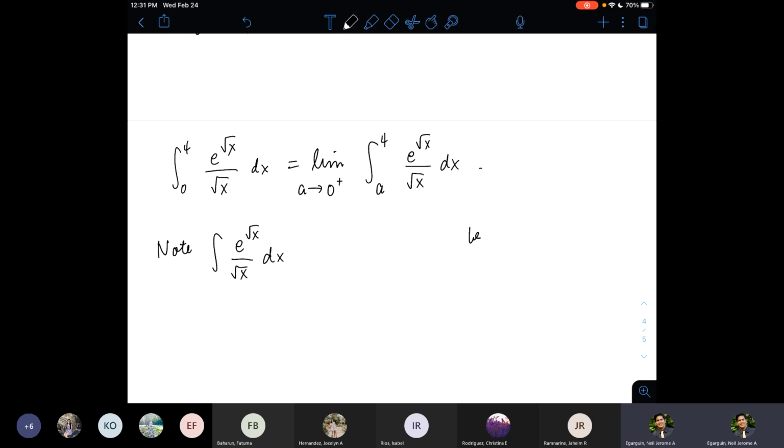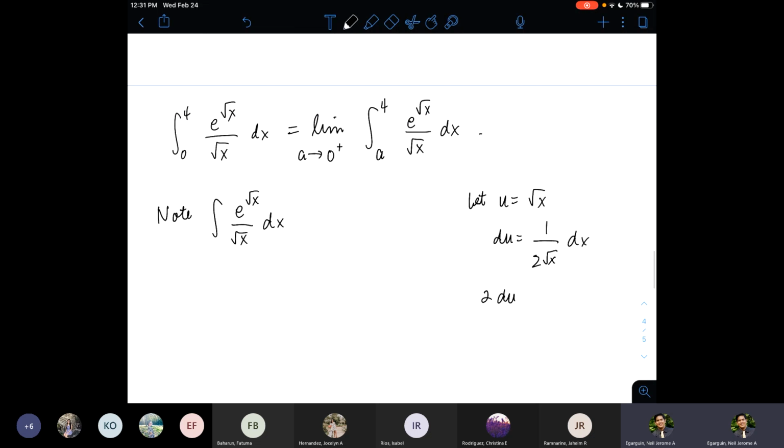So here I can let u be equal to root x. Du would be 1 over 2 root x dx. So that means 2 du is equal to dx over root x, right? So this indefinite integral can be rewritten as 2 e to the u du, right? And since I am writing a separate solution for the indefinite integral, I don't need to change the bounds, right? I don't need to worry about the bounds right now.